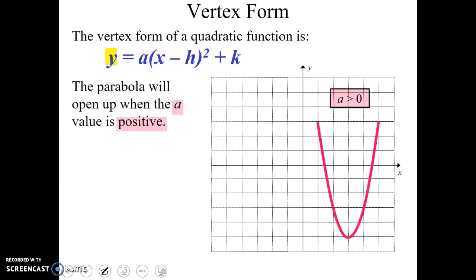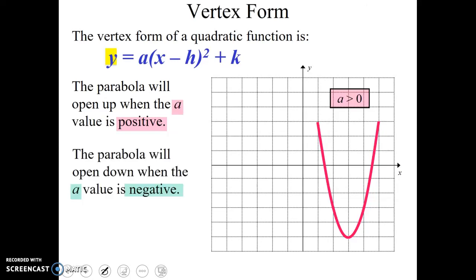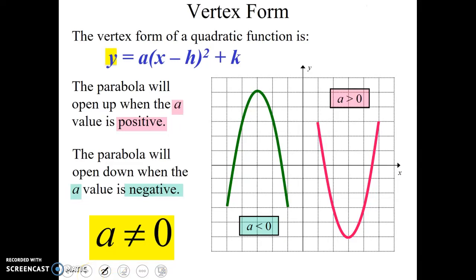The parabola will open up when the a value is positive. Okay, so when you look at that a value being positive, just recognize that it will open up. The parabola will open down when the a value is negative. And a can never equal 0. Think of it this way. If I substituted in a 0 right here for a, then that would make this whole piece 0, and we would end up with a line. We would not end up with a parabola.